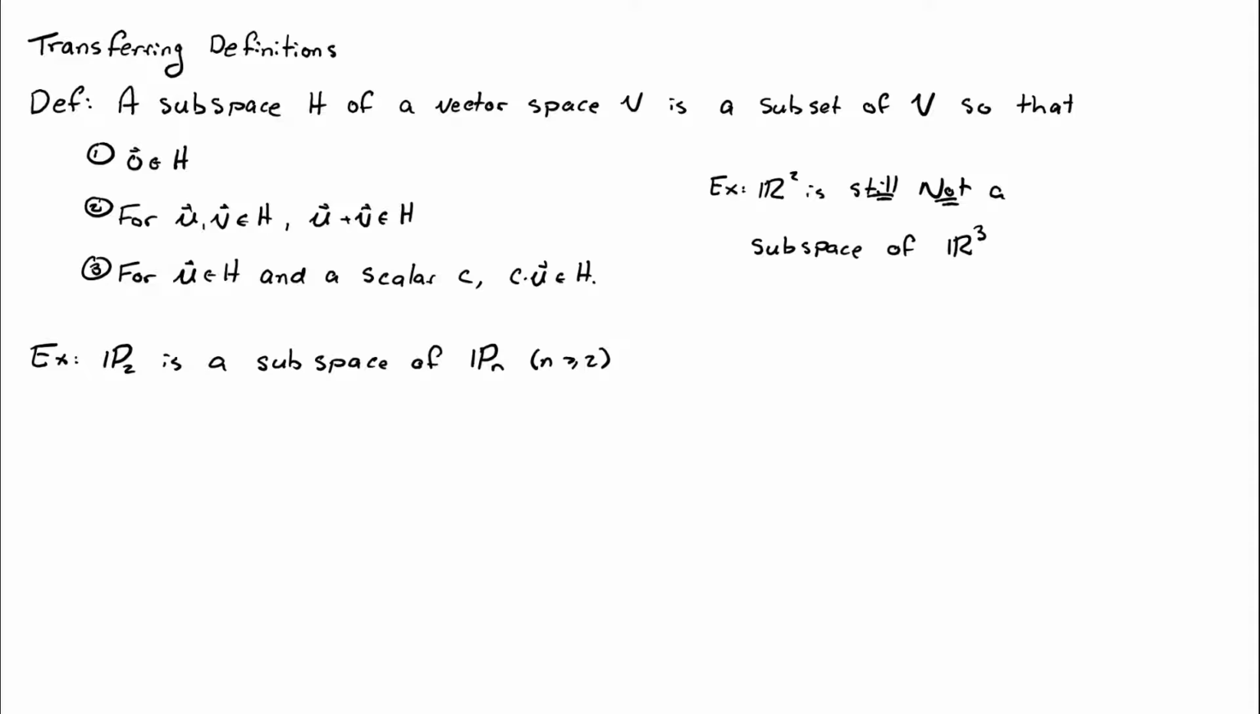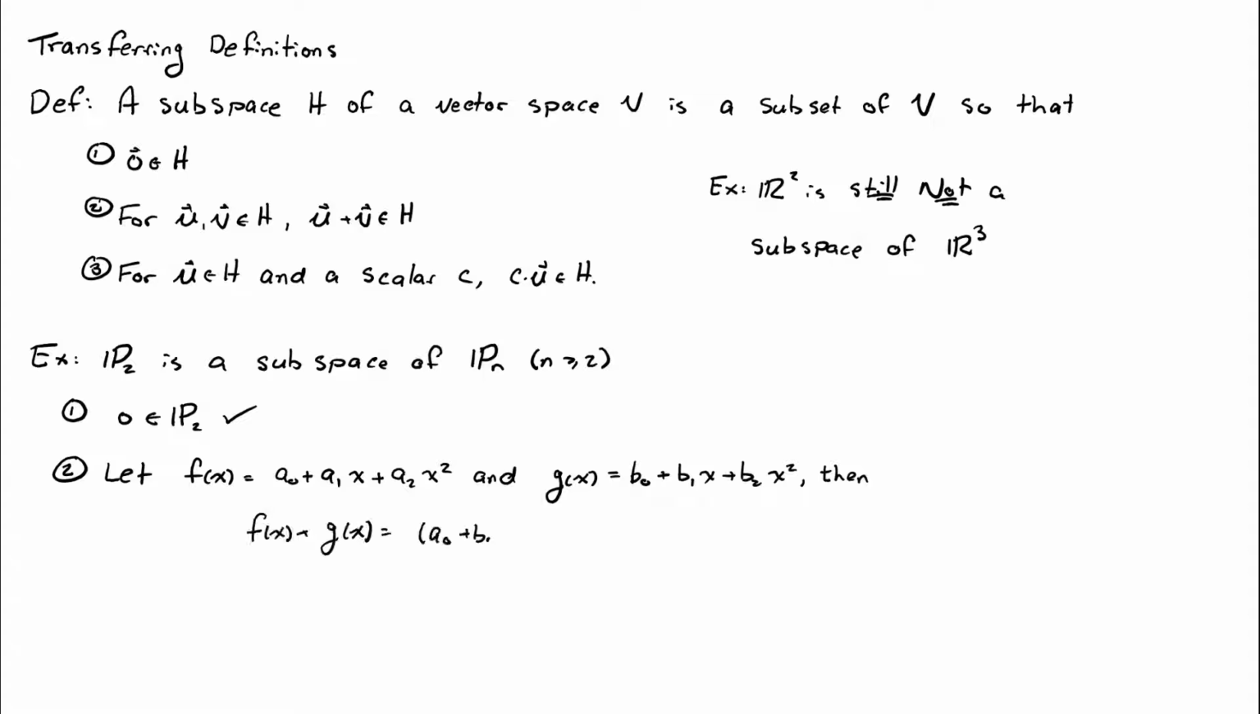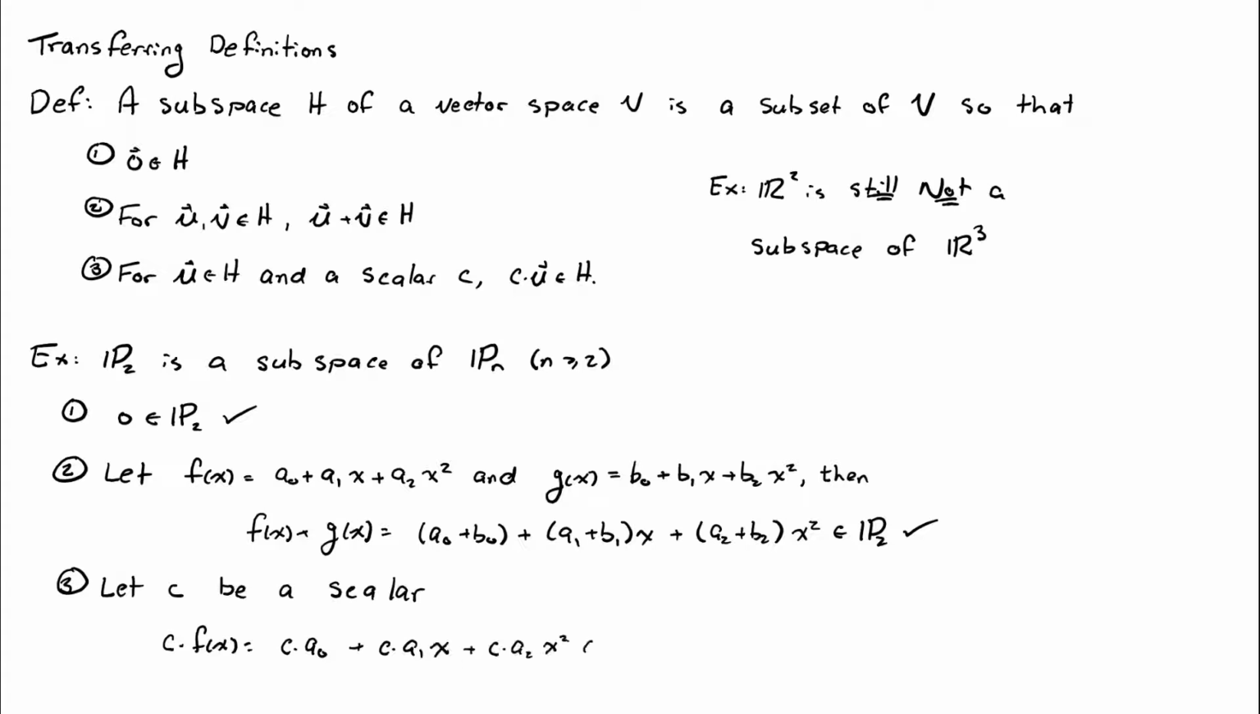So cool. Now we need to show the three properties of subspace. First, the zero polynomial is in P2. Second, take two vectors in P2, or quadratic polynomials, and add them together. The result is in P2. Finally, for any scalar c, c times a quadratic is still a quadratic. Therefore, P2 is a subspace of Pn.